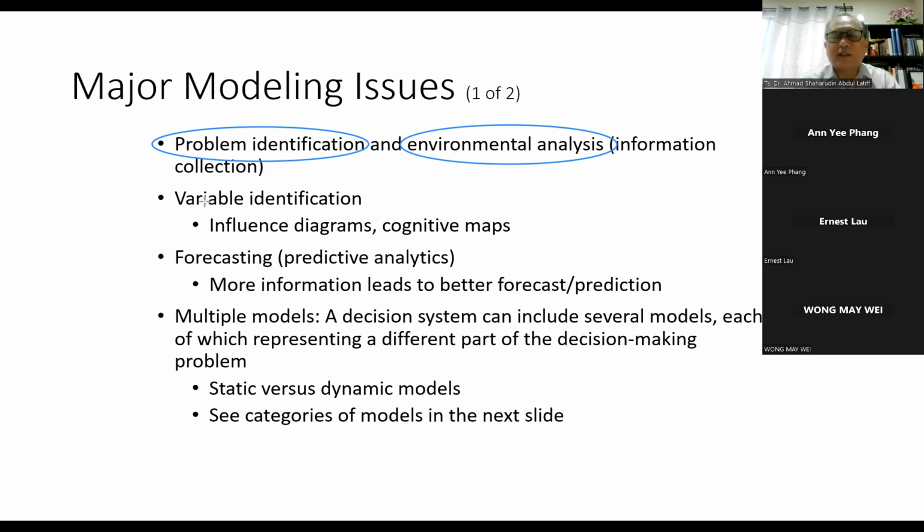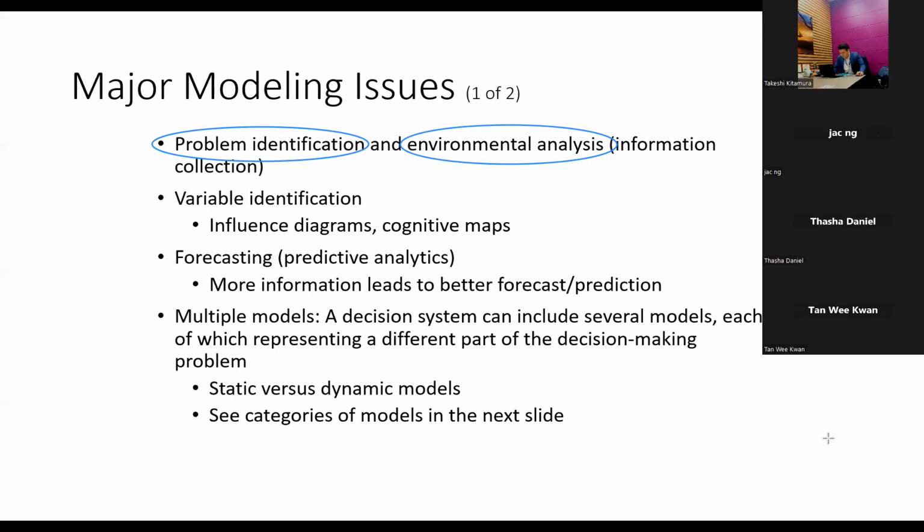Once you have identified the problem, you need to look into environmental analysis. You need to see the factors surrounding your problem. What are the issues that you can see? And then you need to identify variables. I think we covered this in the first class. What are variables? How do you identify your variables?